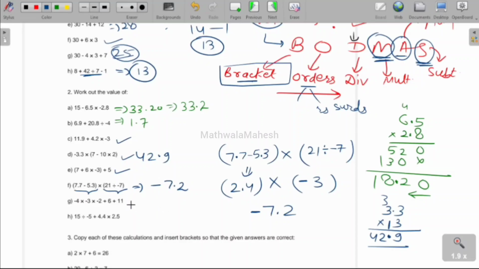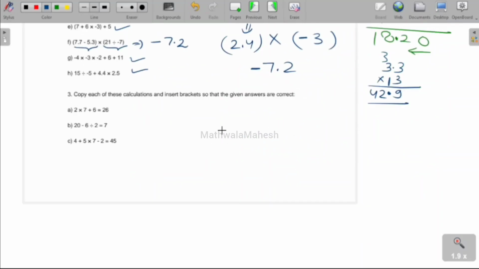Okay, then G and H you can do by yourself. So we will do the third one. Copy each of these calculations and insert brackets so that the given answers are correct. Now we have to provide the bracket so the answer should be as given, that is 26. So 2 multiply 7 plus 6 equal to 26.